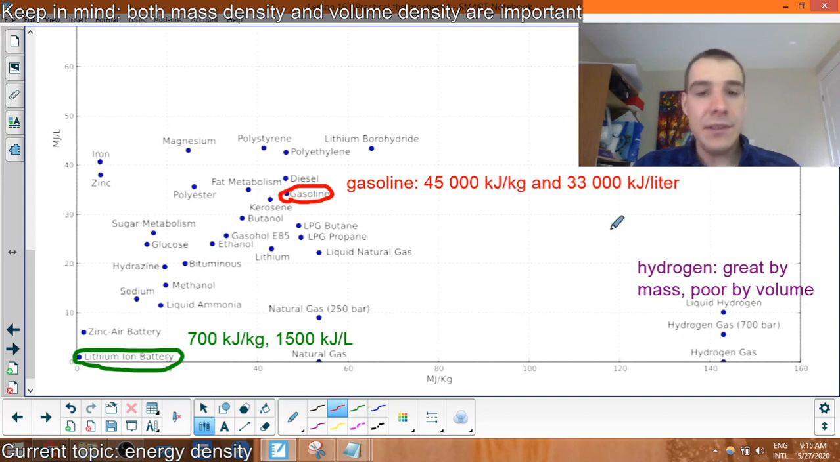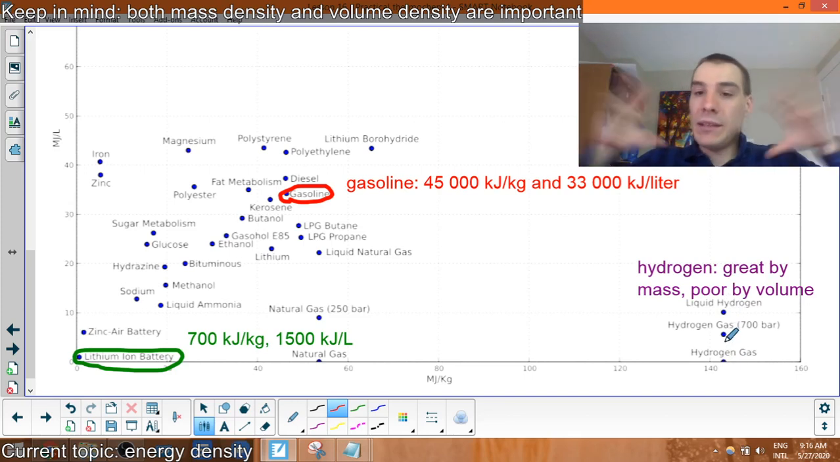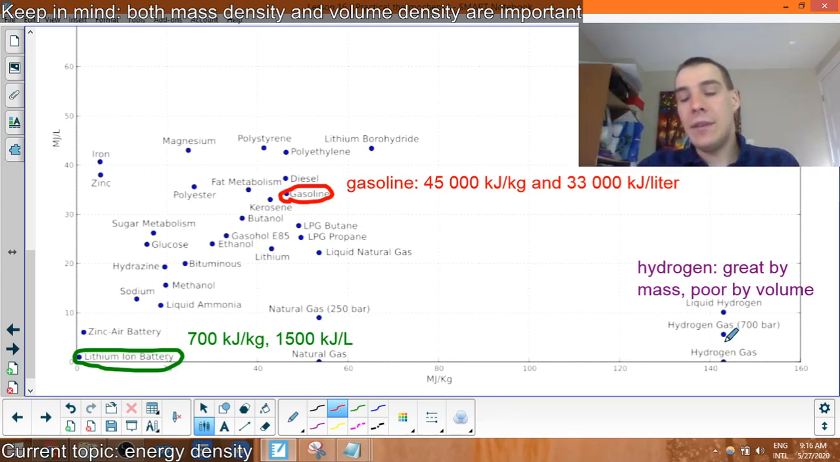Let's look at some other energy sources. Over here we got hydrogen, liquid hydrogen, and compressed hydrogen gas. It's extremely good by mass. It is by far and above the best thing by mass, right? We're looking at 140,000 kilojoules per kilogram, more than 3 times better per kilogram than gasoline. But by volume it's not great, right? So if we had a hydrogen plane, the plane would be very, very big. It would be light, but very big. And so that would not work.